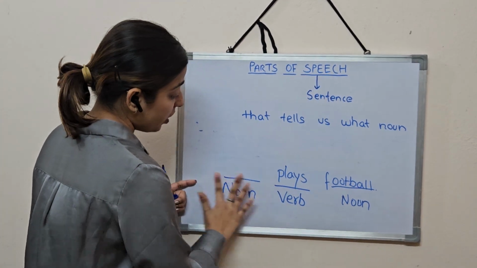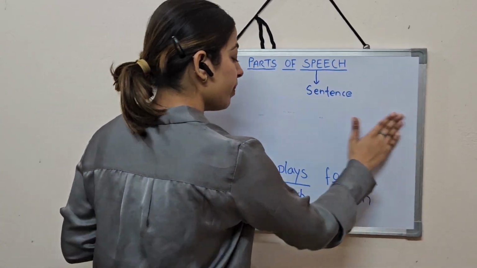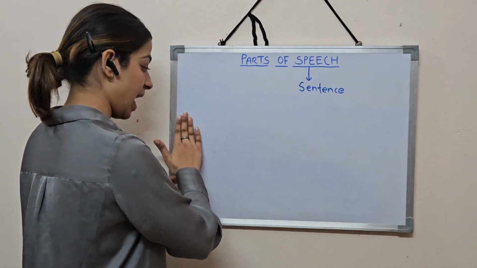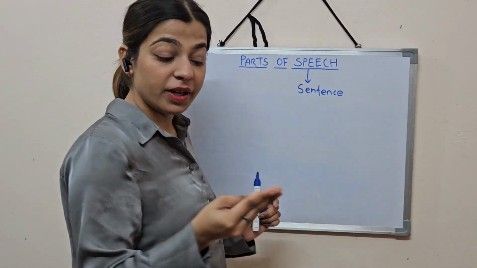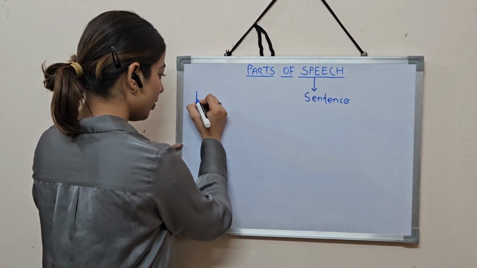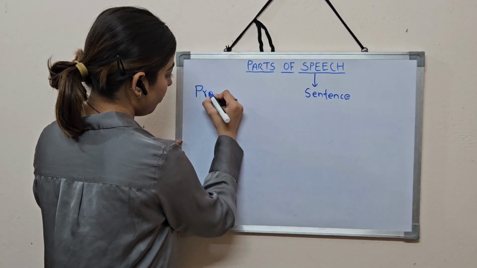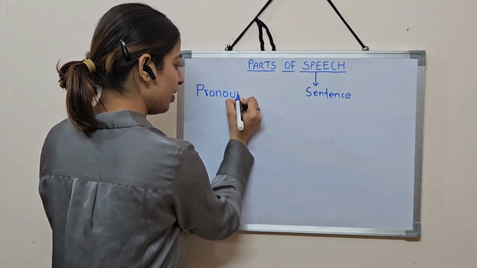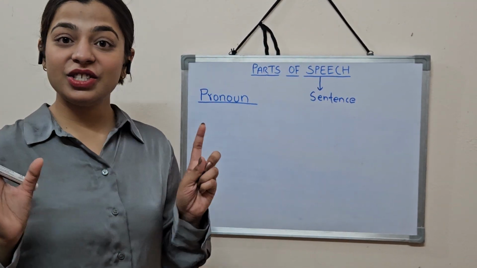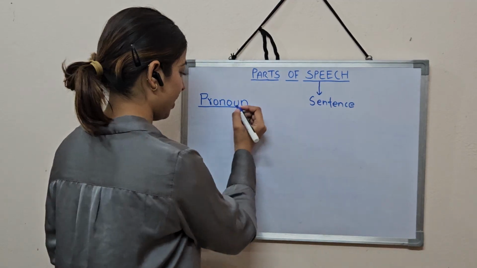Now, what was our third type? You remember? The third type of parts of speech. First was noun. Second was verb. What was the third one? The third one was pronoun. You remember I told you that I called pronoun younger brother of noun? Well, it has a pro, but he's younger brother of noun. Let me tell you why.